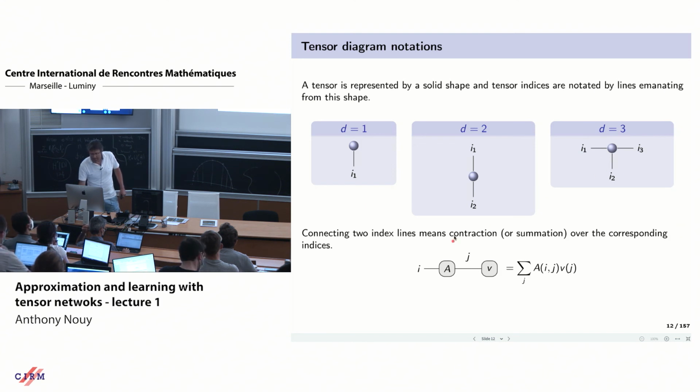Okay, then some operations between tensors will be easily represented using this tensor diagram notation. When you connect two lines emanating from two tensors, here I have a tensor V, a tensor A. The tensor A has two lines emanating from it, so it's a matrix. The V here is a vector. I connect the two lines, so here I have an h, and it means a contraction over the corresponding indices of A and V. Okay, so this is no more than the matrix vector multiplication represented here in tensor diagram notation.